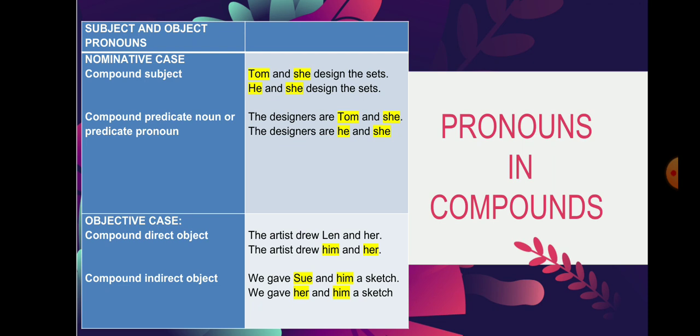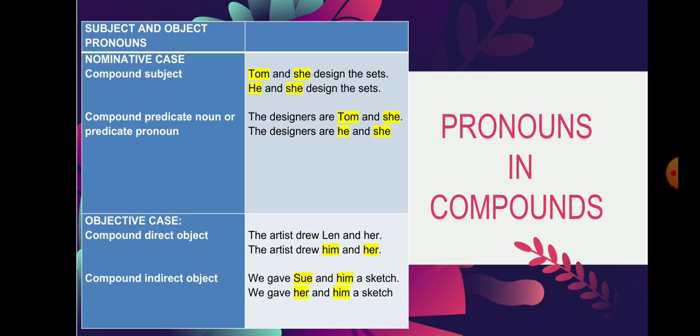Now, what happens when they are in the predicate part of the sentence? Compound predicate noun or predicate pronoun. The designers are Tom and she. Why am I using Tom and she and not Tom and her? Because we're using a linking verb. And the linking verb is, think about it, exactly, are. So Tom and she when we are using a linking verb. The designers are he and she. Why am I using he and she and not him and her? Because we're using a linking verb. And what is the linking verb? Are.